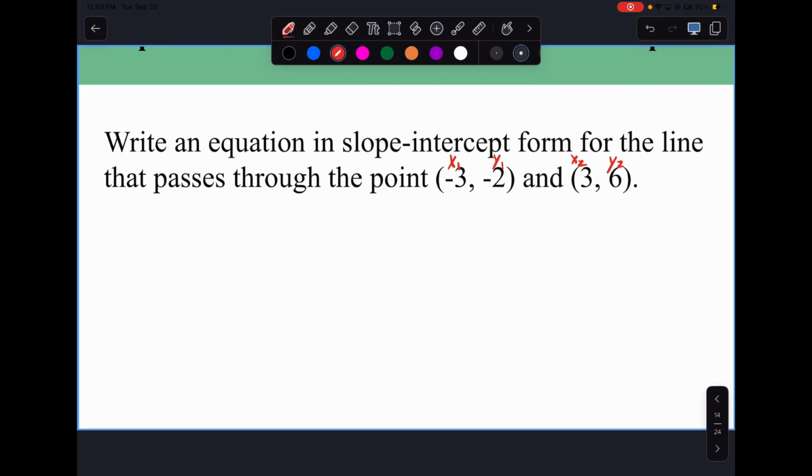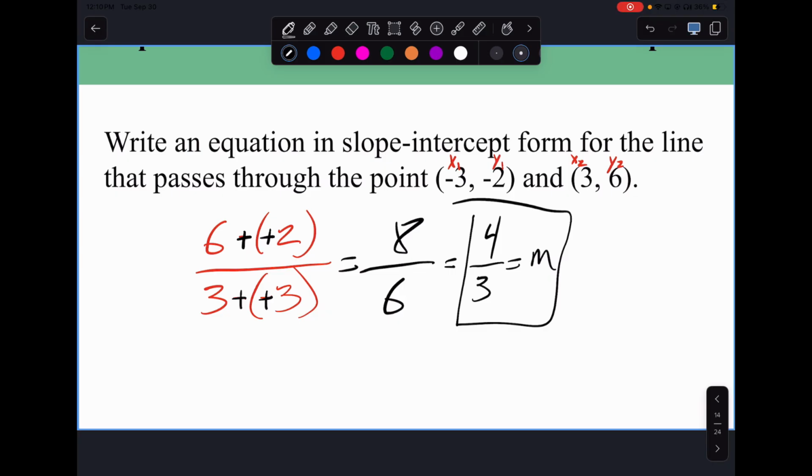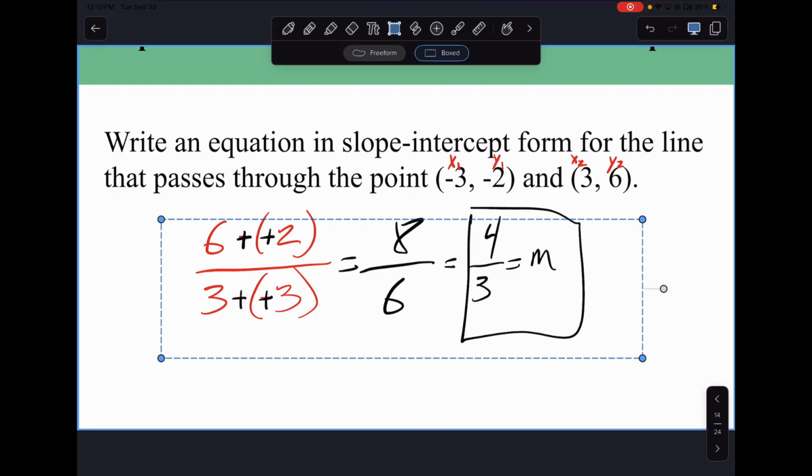Slope. So I'm going to do 6 minus negative 2 over 3 minus a negative 3. Because I'm subtracting a negative, this turns into plus. So I end up with 8 over 6, which can be simplified into 4/3. And like I said earlier, I like to put equals m so that I don't forget where it's at. Don't want to lose it.